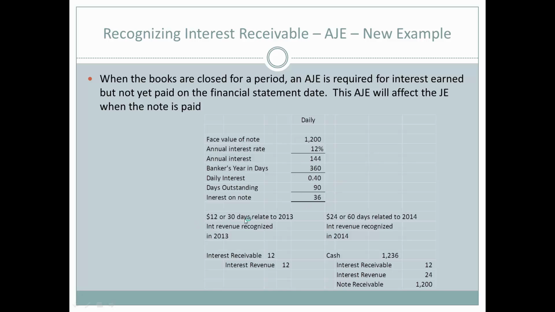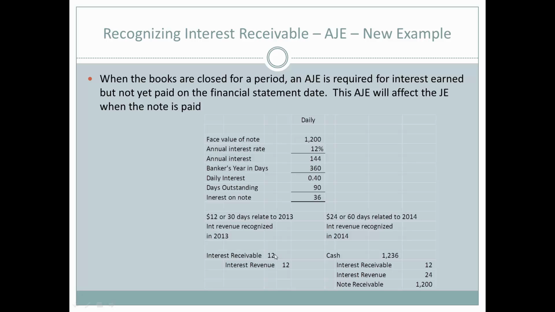Now, we have 30 days that are in 2013 that we have to recognize when we prepare the financial statements as of December 1st, 2013. So $12 related to 30 days will be the interest revenue that will be recognized in 2013. So we show the receivable of $12 and the interest revenue of $12.